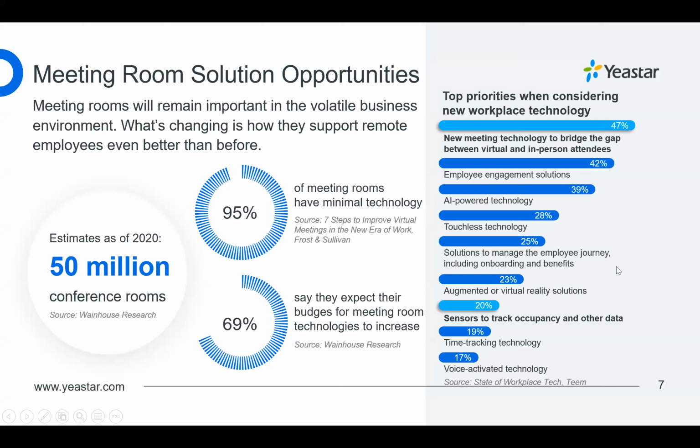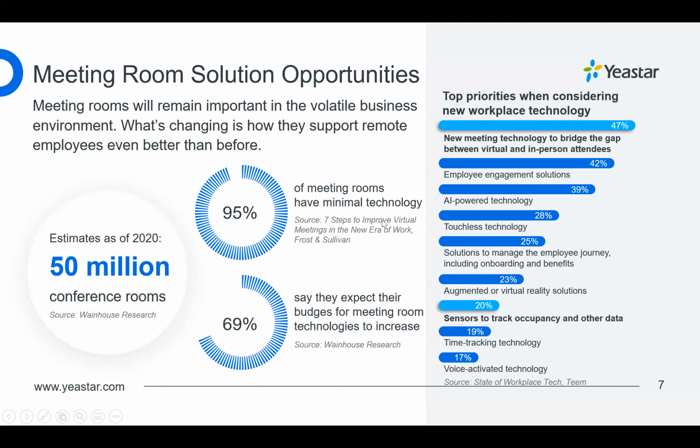Speaking of those technologies, here we have a list with priorities, as you can see. We have AI-powered technology, touchless technology, and sensor-related technology, which I guess we can call IoT devices, the Internet of Things. People are looking forward to those tools being deployed in their meeting rooms. So obviously, this is a huge market waiting for us to explore together.